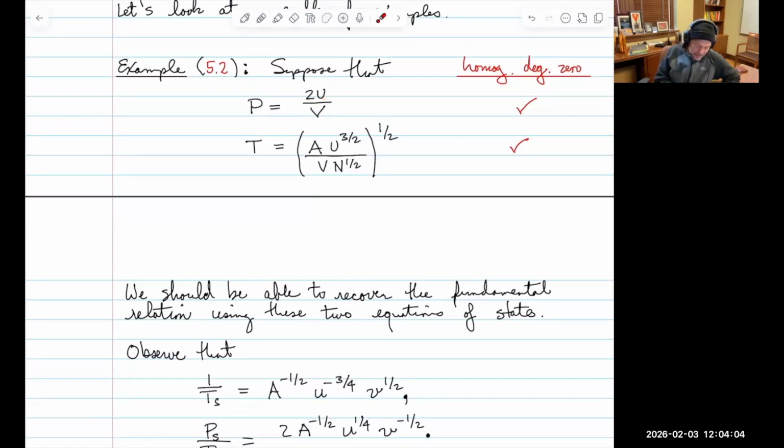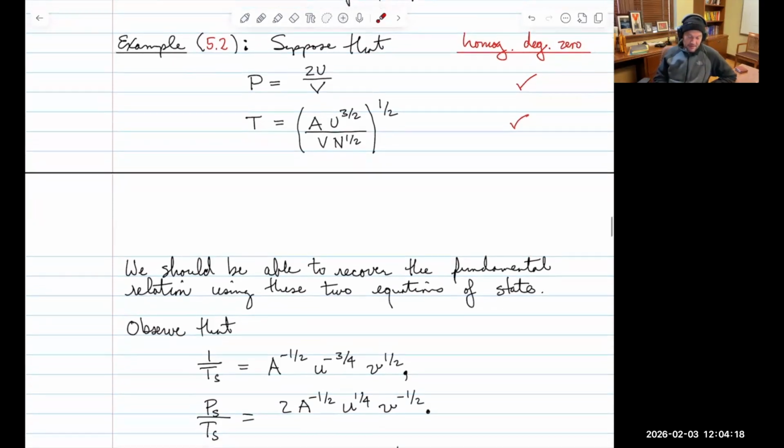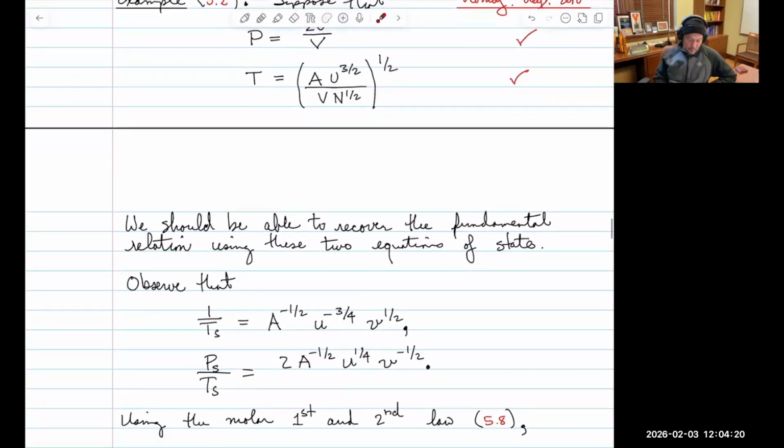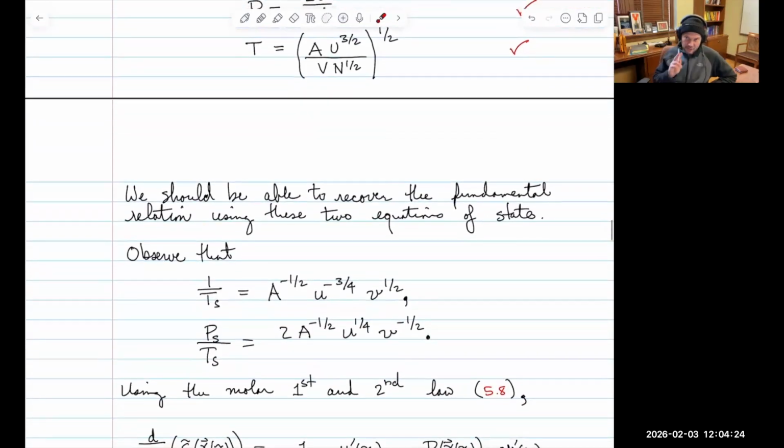So we know right away that this is going to be an S pressure, and the same with the temperature. It's in terms of U, V, and N. So this is going to be an S temperature, right? It's going to be the entropy version of the temperature, the entropy version of the pressure. We'd like to be able to recover the fundamental relation using only these two equations of state. Let's see if it's possible.